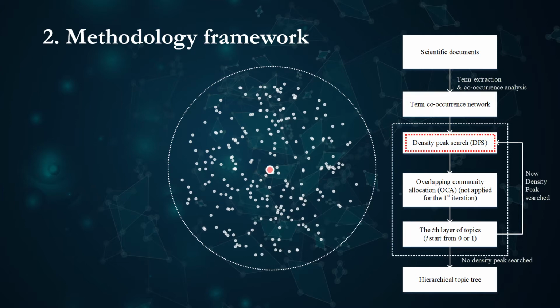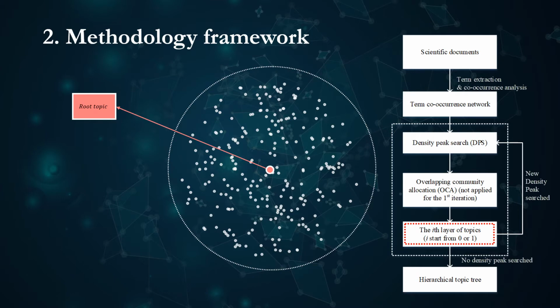Okay, so let's say that initially we applied the density peak search algorithm in the first iteration, and just one density peak is found. In such a case, we will just skip the overlapping community allocation in the first iteration, because all the terms are by default assigned to the root topic of this identified first density peak. So this peak forms the root topic, and this identified density peak term is used as the topic label. After that, we go to the second iteration.